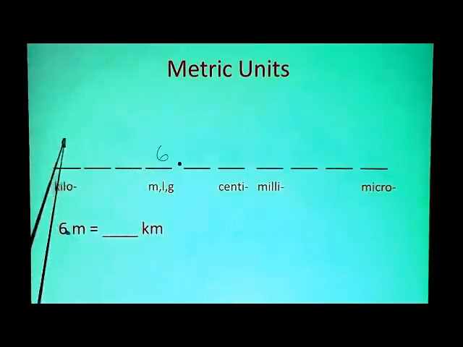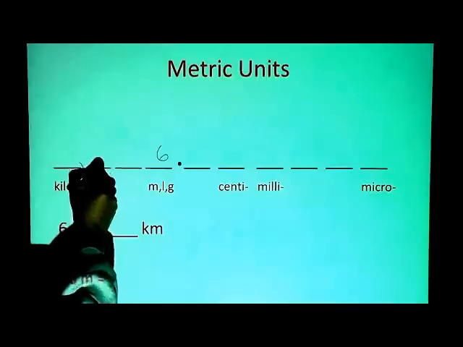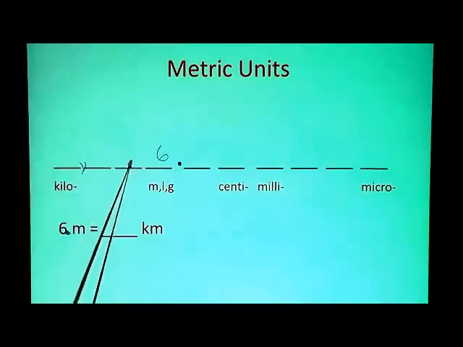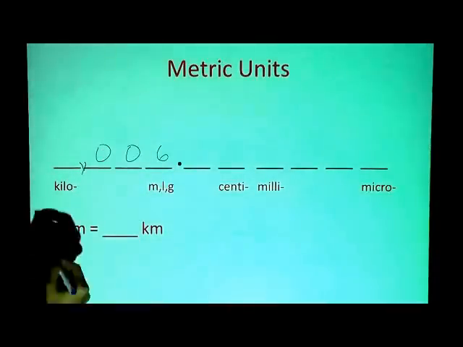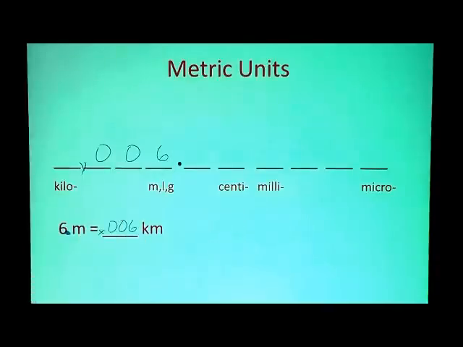However, the new column I want to be in is over here, okay? Now I put a little dash because that's the prefix. Kilometer is what we want, right? So we want to be in this column. Well, when we're in this column, the new decimal point is always to the right of this column. So the new decimal point will be here. And then you fill in the spaces in between with zeros. Thus, the answer is decimal point 0, 0, 6. Okay, so 6 meters is the same thing as 0.006 kilometer.